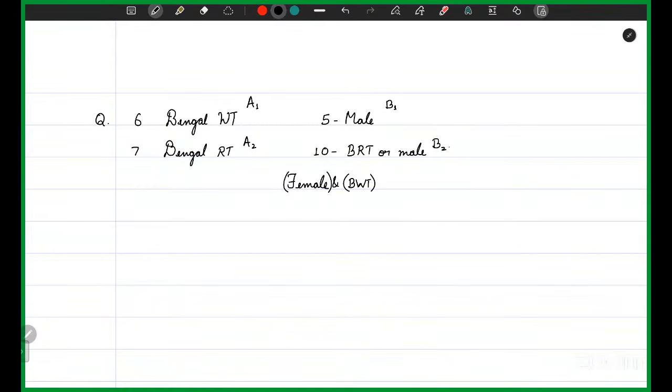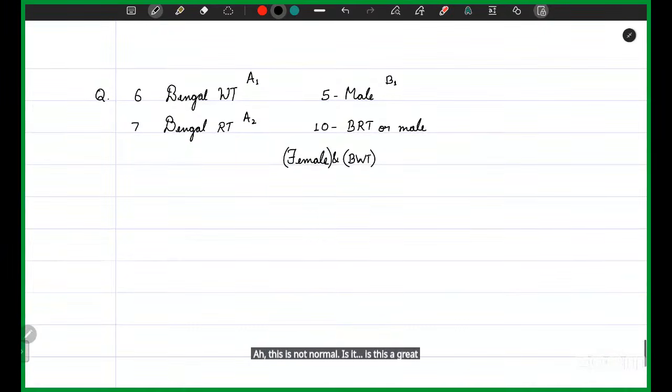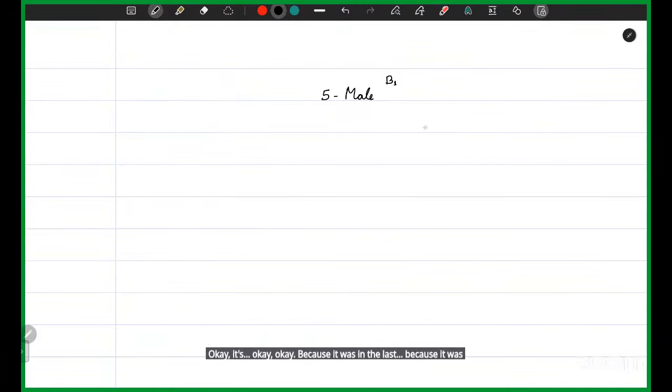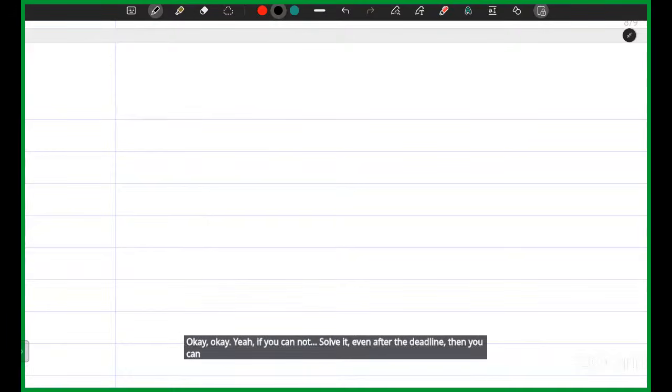Is this a graded assignment question? I'm not sure, I haven't seen it. Yes, sir, it's a graded assignment question, from the set theory of last year, in the September term. Okay, then we'll not discuss this. I remember this. Anyway, if you cannot solve it even after the deadline, you can write to me or make a discourse post or something like that.